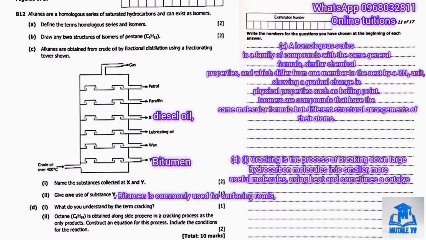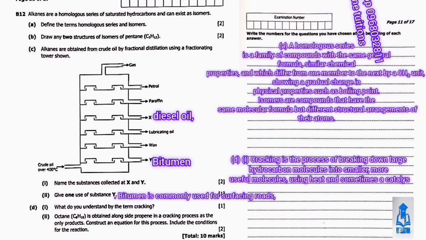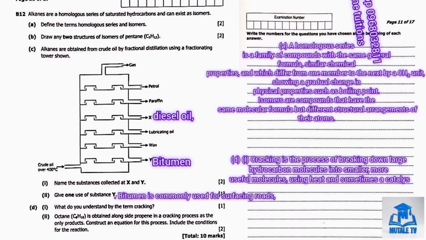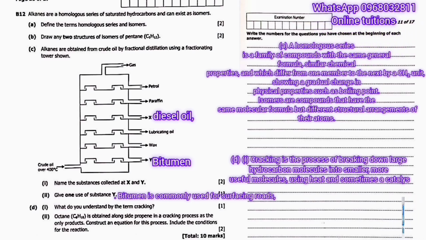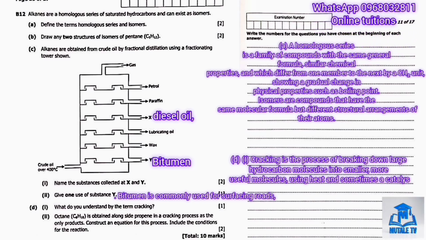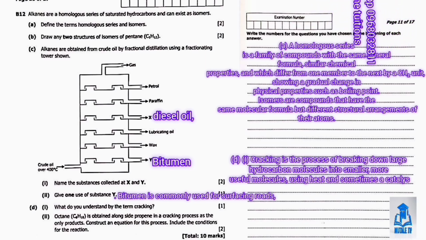Then question D2 shows us that octane, C8H18, is obtained alongside propane in the cracking process as the only products, and asks us to construct an equation for this process, including the conditions. Let's work this out step by step. We need to figure out what large hydrocarbon breaks down into octane and propane. We add the carbon atoms together. Octane has 8 carbons and propane, C3H6, has 3 carbons, giving a total of 11 carbons.